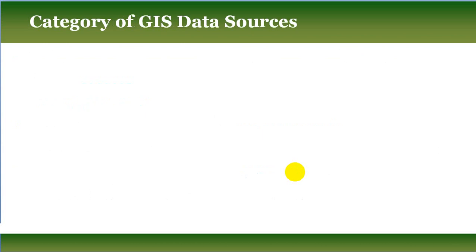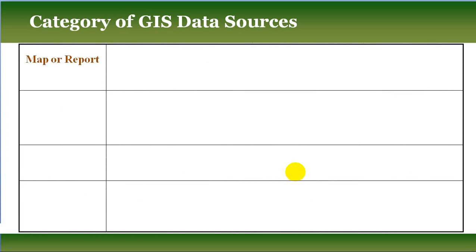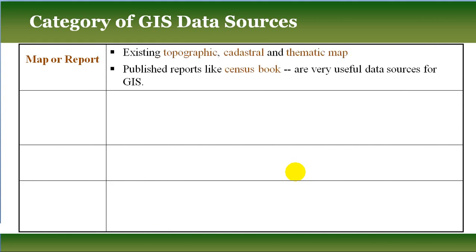Now again I am showing you here elaborately what the different GIS data sources are. As per your GIS project, you have to choose any one or many GIS data sources. So, any existing map or any existing report; as you know, a report generally contains attribute data, some socio-economic data. Any such existing map or report you can use as a data source for your GIS project.